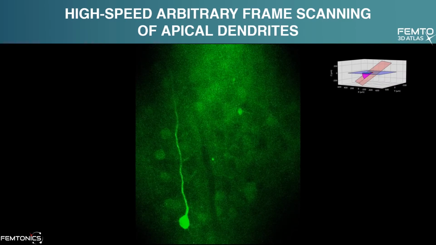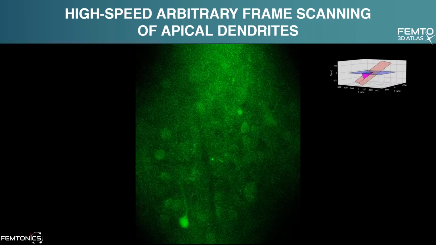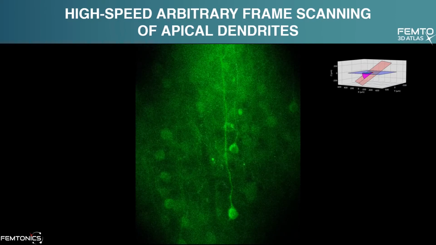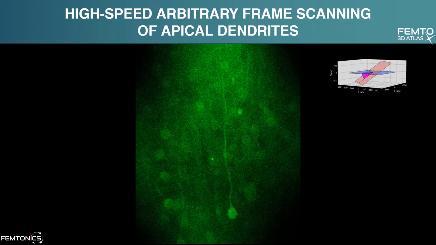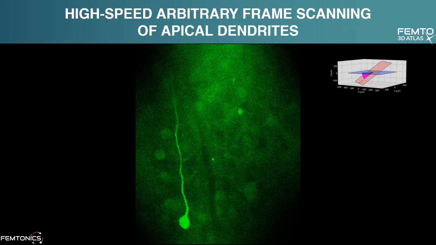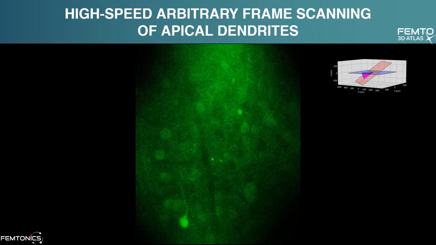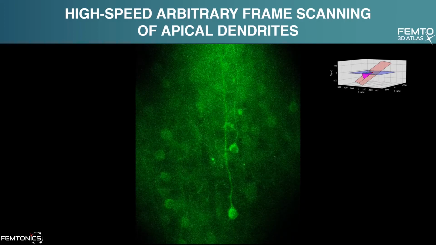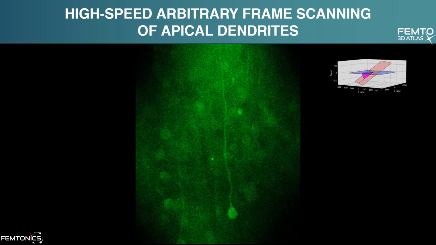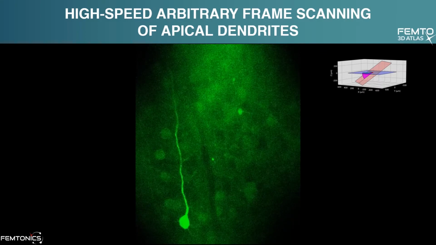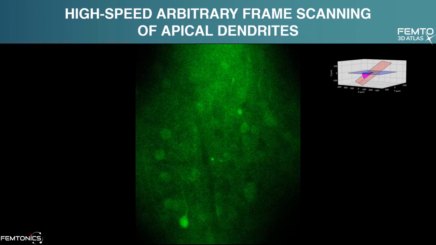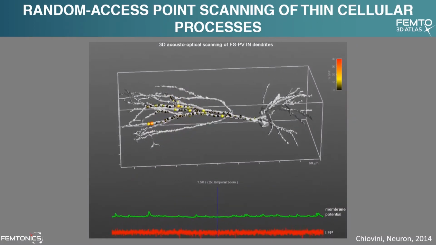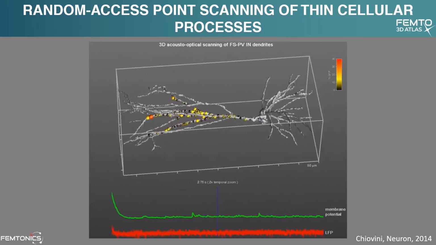High-speed arbitrary frame scanning takes us to the smaller level, since it can also be useful when recording from smaller structures. This example illustrates that thanks to the ability to tilt and rotate the frame, the apical dendrites of the neurons got aligned with the scanning plane. Thus, the spatiotemporal activity patterns of these long segments passing multiple cortical layers could be recorded without requiring lengthy and painstaking optical sectioning.